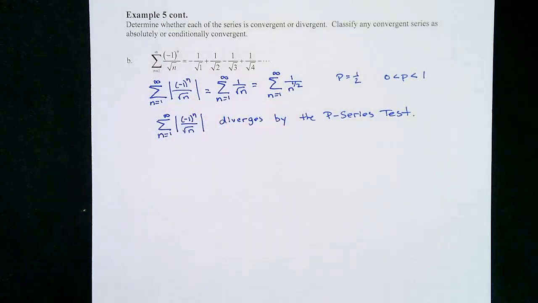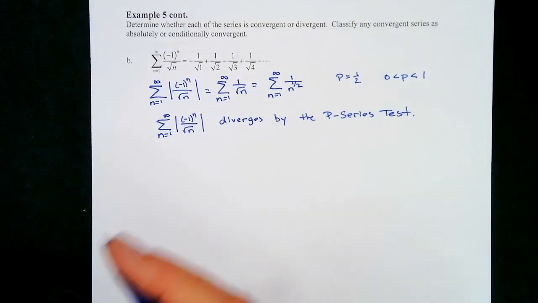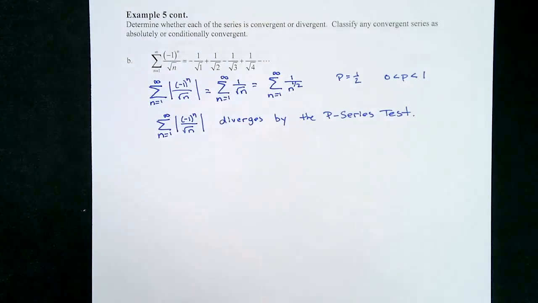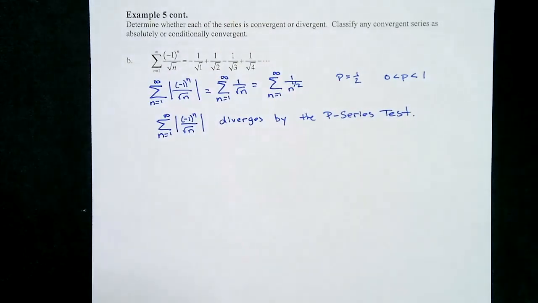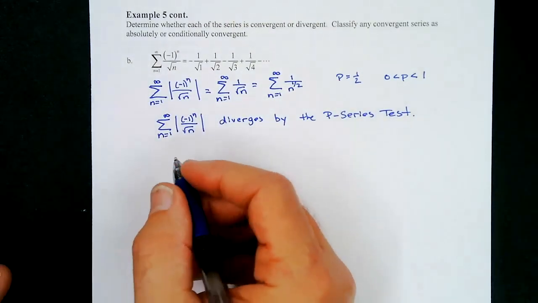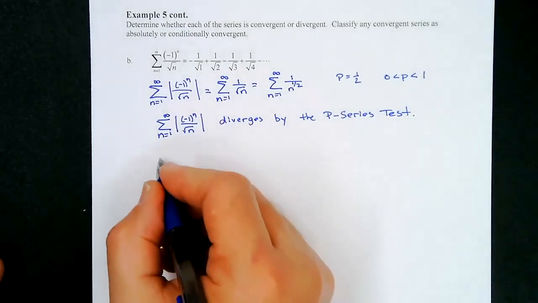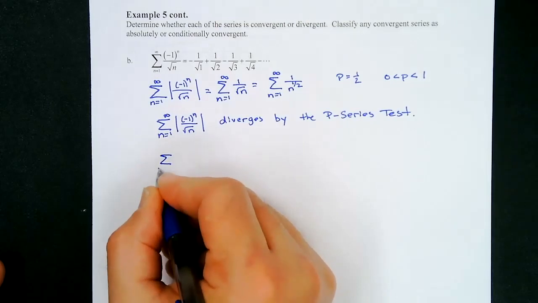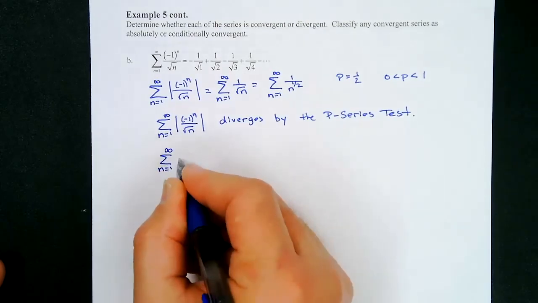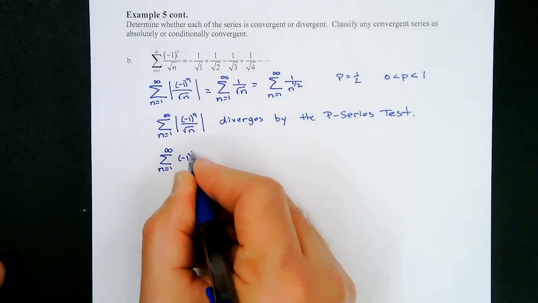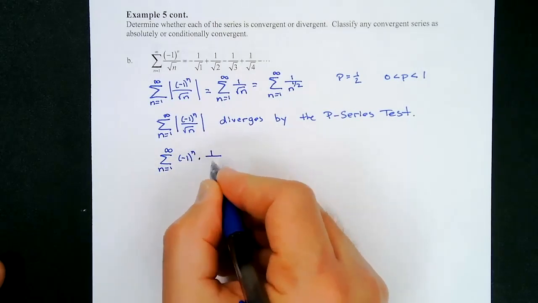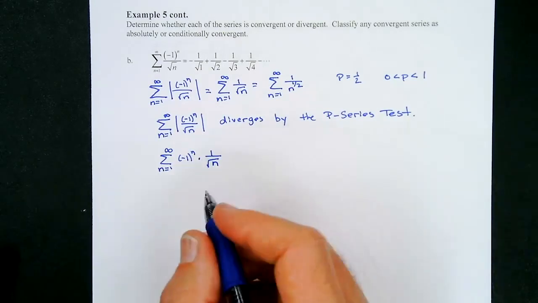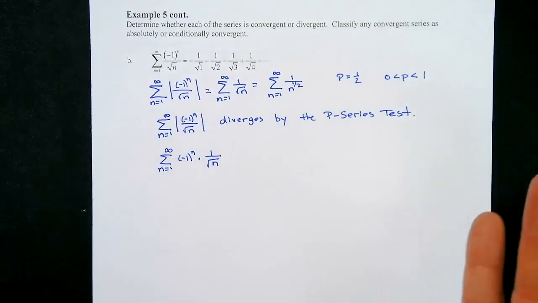if we take this original series that we started with, it could be conditionally convergent if we can show that this series converges, and this is an alternating series. So we could use the alternating series test to see if this series converges. All right, so let's take a look at this one. This would be sigma n equals 1 to infinity of (-1)^n times 1 over the square root of n. So how do we show with the alternating series test whether it converges or not?